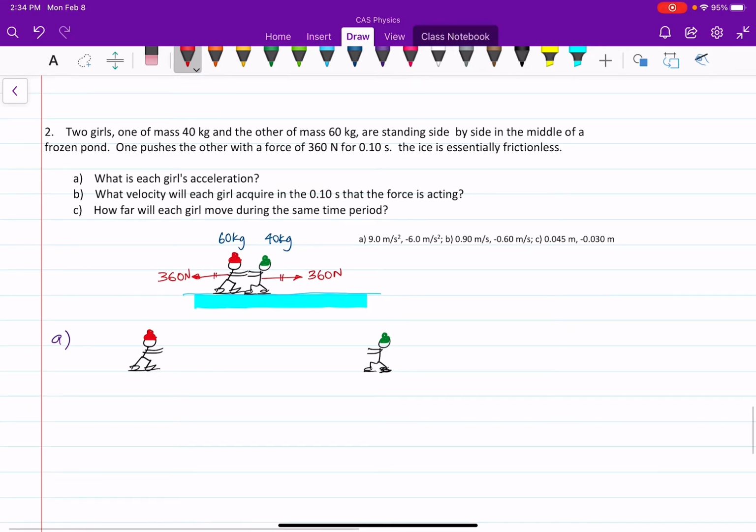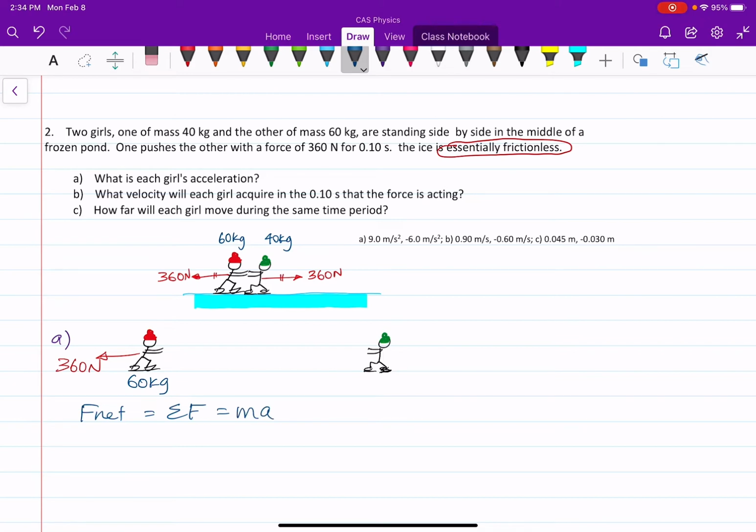So first of all, drawing the free body diagram. For the first girl, she's, as it says, 60 kilograms, and she experiences this force pushing her this way, and that is a 360 Newton force. It's on ice. They tell us it's essentially frictionless, so we're just going to ignore friction. So looking at the first girl, if we go F net equals MA, the sum of the forces equals MA.